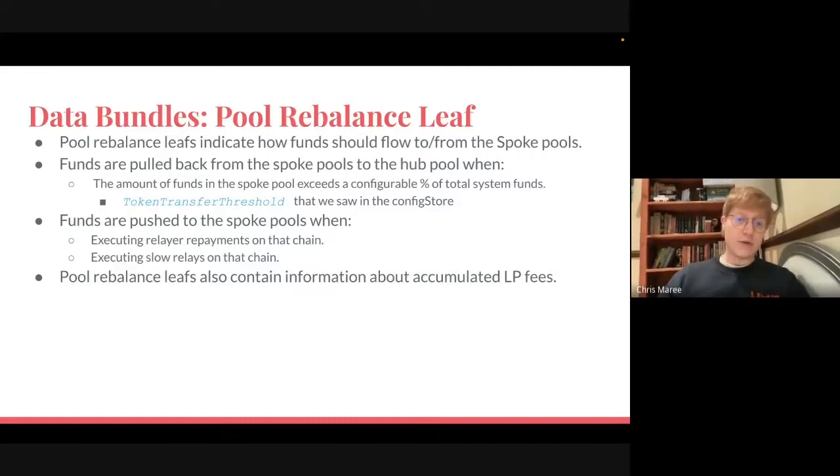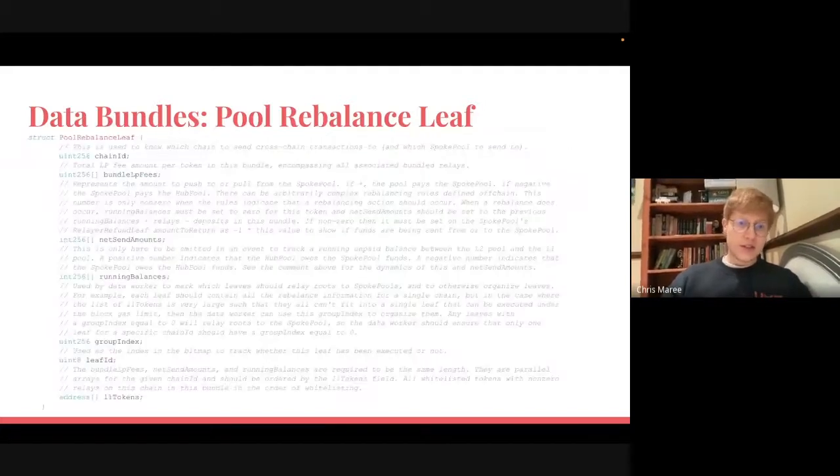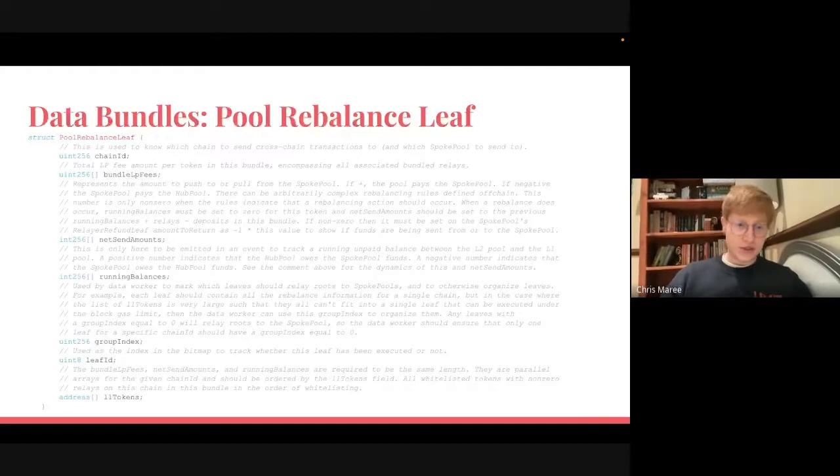And finally, the pool rebalance leaves contain information around how LP fees accumulate over time. This slide we're not going to go into, but just to show you the basic data structure that's in the smart contract. Each of the components here are what we just went over.